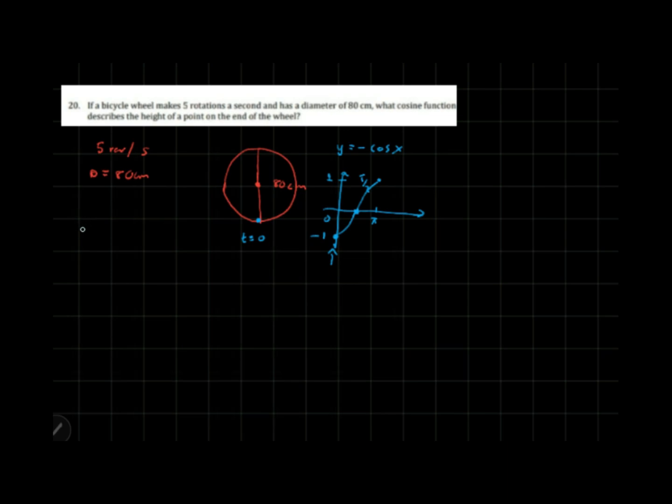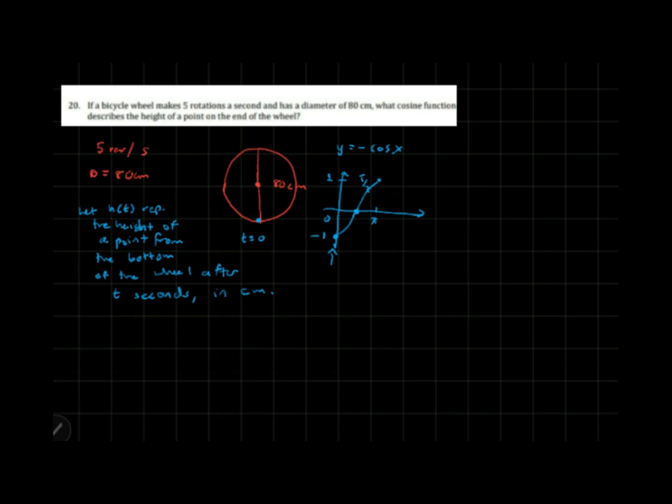So we can understand that the function, I'll let h of t represent the height of a point from the bottom of the wheel after t seconds, in centimeters. Okay, so we'll look at height in centimeters after t seconds from a point on the bottom of the wheel.